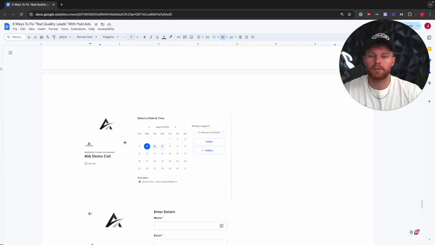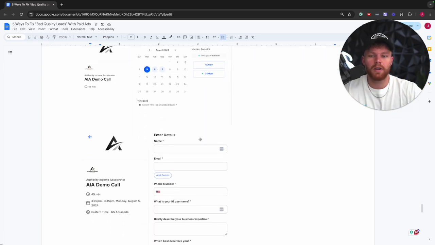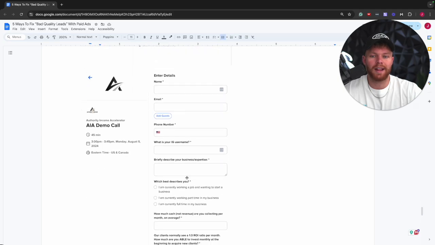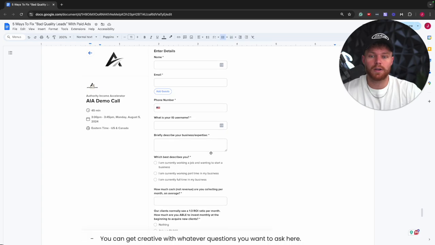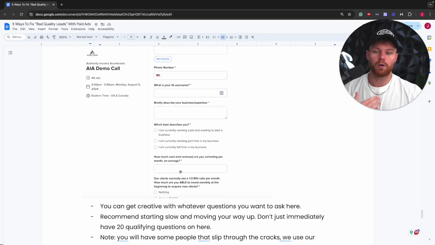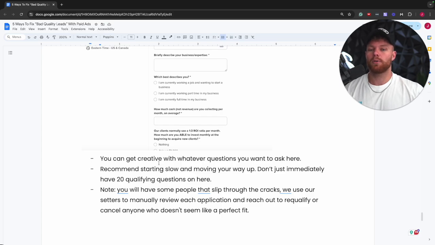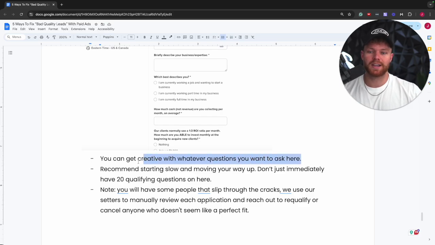So this is how our Calendly works: we send them this page and they find a time. So the first step is, okay, hey, find a time on my calendar. After they click and find a time, then it asks them some questions. You can see here, we ask some qualifying questions: what best describes your business? How much cash, not revenue, are you collecting per month? Our clients normally see a 1 to 3 ROI within their first month. How much are you able to invest in ads at the beginning to acquire new clients? And you can add more and more on here. But the whole point is you can get creative with whatever questions you want to ask here.